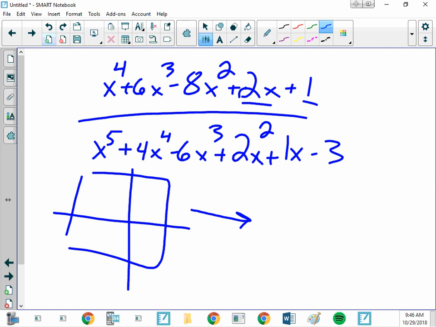So if I start plugging in humongous numbers, then this number is really large. And this number is pretty insignificant. And this number is pretty insignificant. And in fact, they're all insignificant. 10 billion to the fourth is huge. And which grows faster? Something to the fourth or 6 times something to the third?